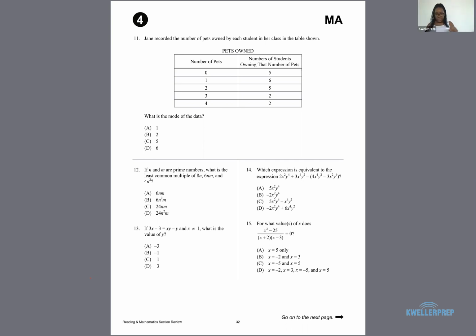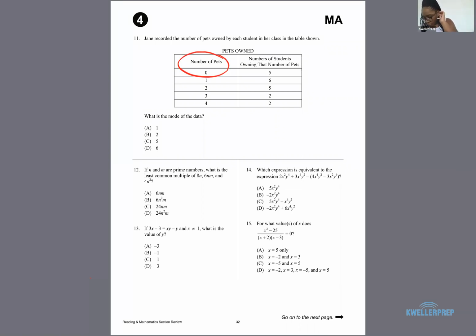So really what this question is asking is, which number of pets do the most number of students own? I know this question can seem a little bit tricky because you want to work with the number of students instead of the number of pets, but really this question is surrounded by the number of pets that most students own. So you really want to focus on this part when you're working.